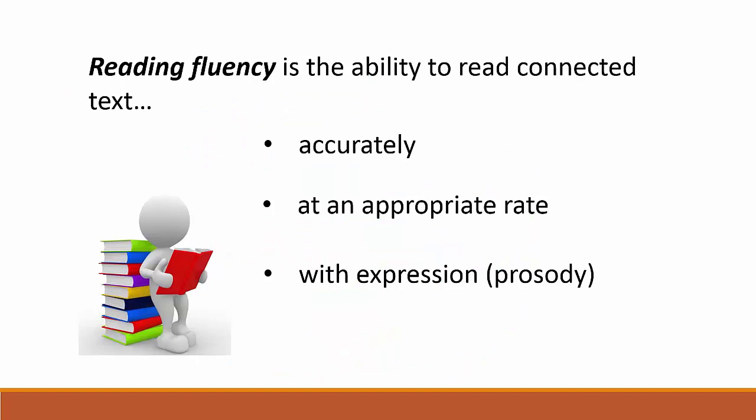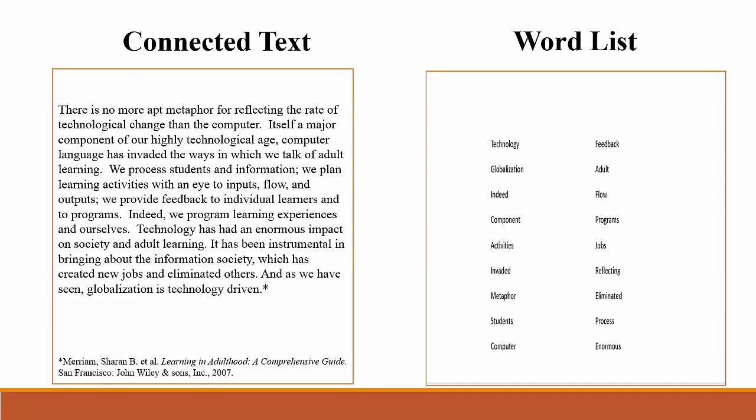Fluency in reading is the ability to read connected text accurately, at an appropriate rate, and with expression or prosody. Let's take a few minutes to look at this definition carefully. First of all, what do I mean by connected text? Connected text means text that is presented in phrases, sentences, or paragraphs, like you see on the left. It's distinguished from just a list of isolated words like you see on the right.